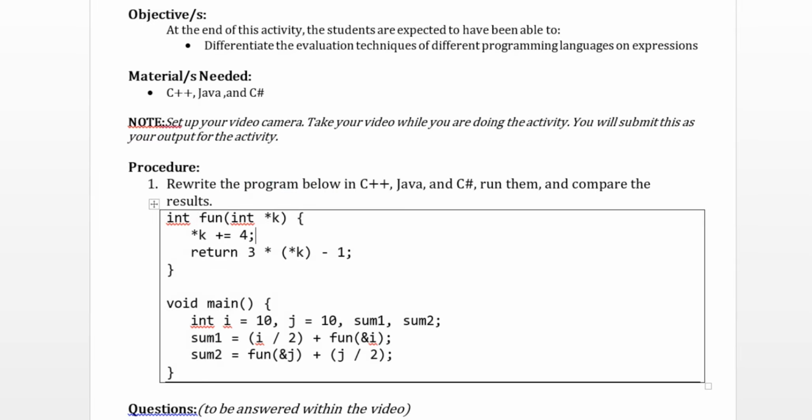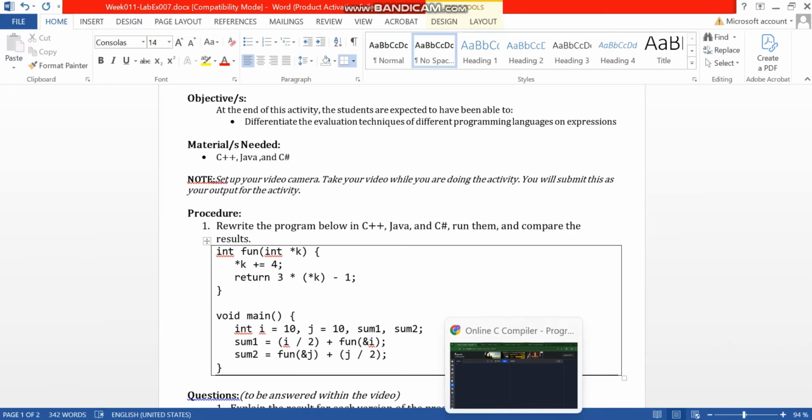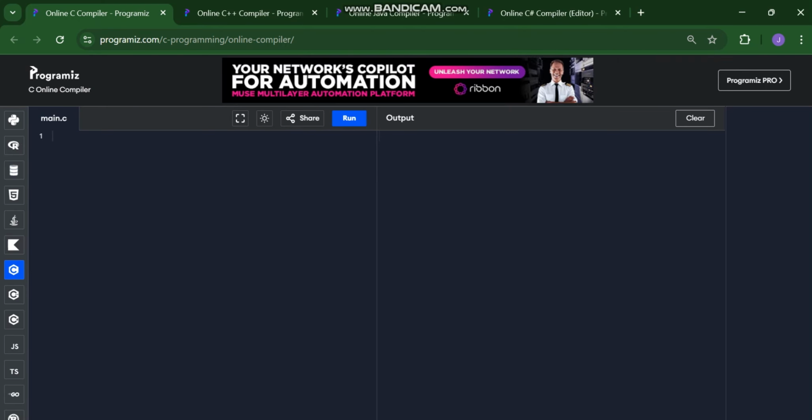Since this activity needs different programming languages, we will be using different online compilers for us to easily run the code in different programming languages without installing anything on our PC. So let's open first an online compiler. We are now in the online C compiler.